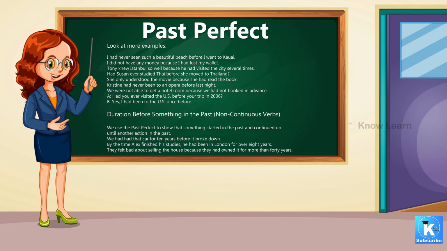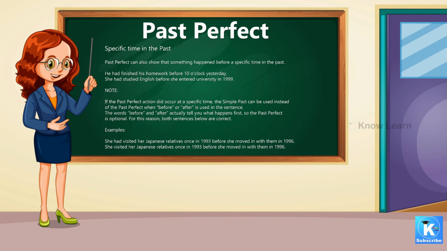Duration before something in the past, non-continuous verbs. We use the past perfect to show that something started in the past and continued up until another action in the past. We had that car for 10 years before it broke down. By the time Alex finished his studies, he had been in London for over 8 years. They felt bad about selling the house because they had owned it for more than 40 years.